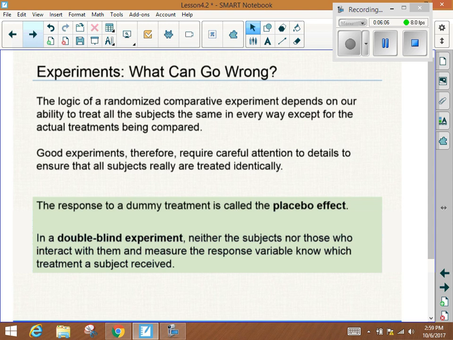All right, the placebo effect and a double-blind experiment. Right, so a lot of times in a medical study, the doctor will be administering some sort of a medication, and neither the doctor nor the patient knows whether the patient is getting actual medication or a placebo. So they don't know whether the patient is in the control or in the experimental group.